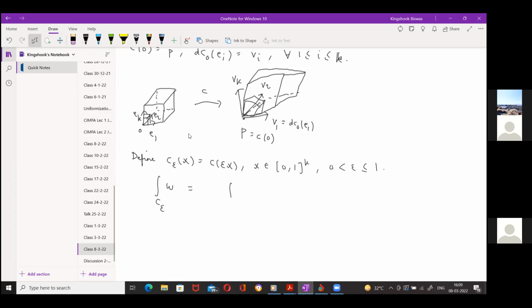So what is this? This is the integral over [0,1]^k of omega at c_epsilon of x, of dc_epsilon at x of e1, up to dc_epsilon at x of ek, dx1 to dxk.